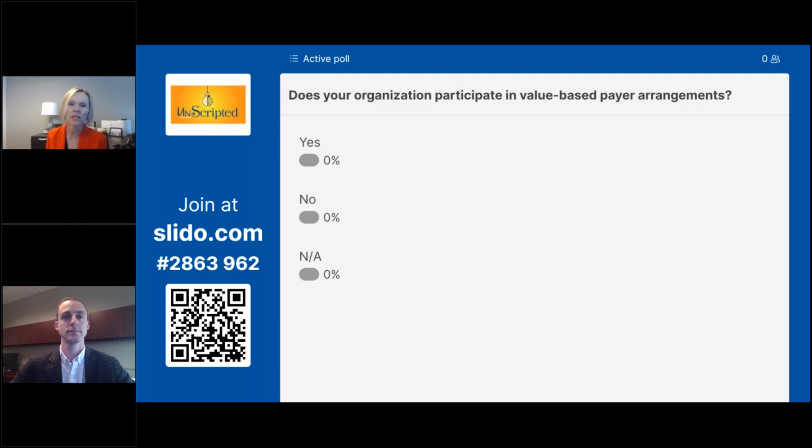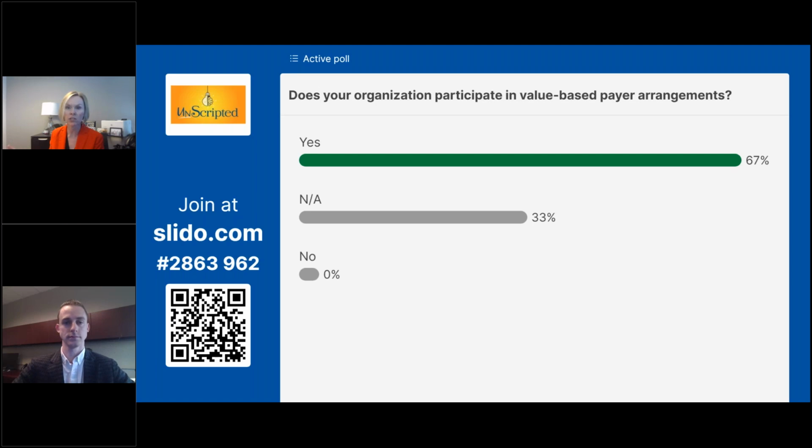Our next question is, does your organization participate in value-based payer arrangements? So we're switching sides of the fence for you now. We first asked about value-based compensation, and now we're talking about value-based payer arrangements. We're kind of hinting at the link between the two. It's hard to talk about one without talking about the other.